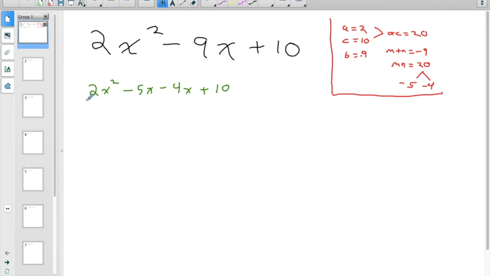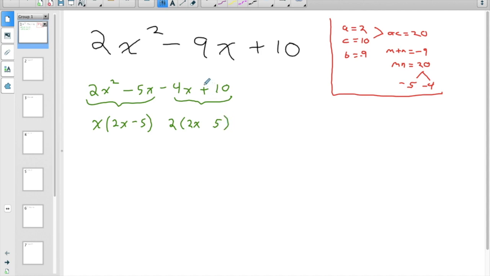So in my grouping, I look at those first two. I find that the greatest common factor is just x. And if I factor out an x, that leaves me with 2x minus 5. Now with these two, I see the greatest common factor is a 2, which will give me a 2x and a 5.